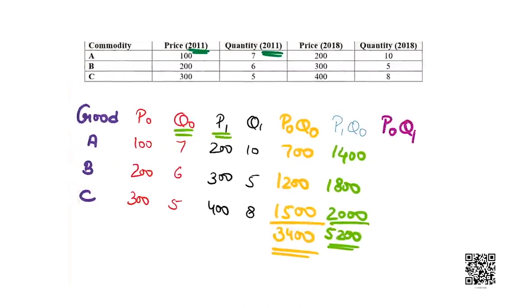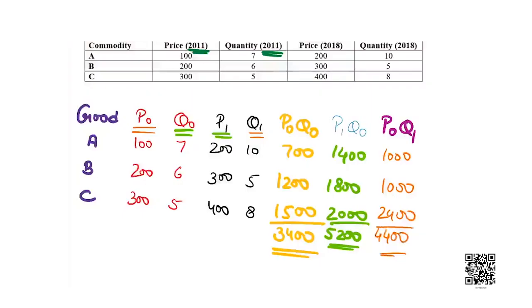Now let's calculate the value of P0, Q1. P0, Q1 will be obtained by multiplying prices of the base year with the quantities of the current year. So we have 1000, 1000 and 2400. So the total will be 4400. Now let's calculate the value of P1, Q1. So we have 200 into 10 which will be 2000, 300 into 5 which will be 1500 and 400 into 8 which will be 3200.